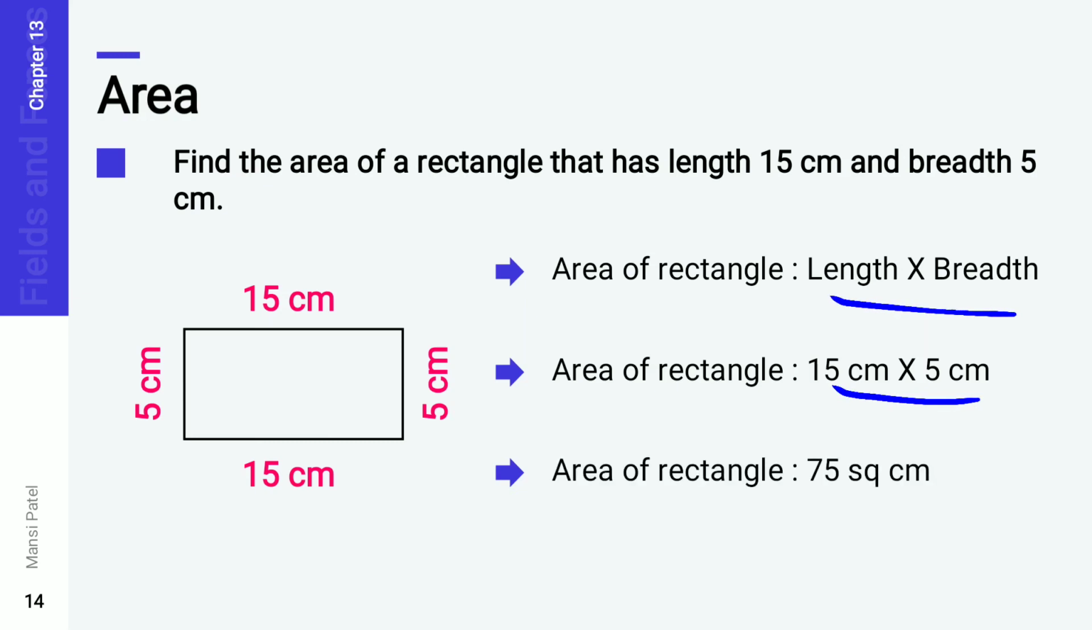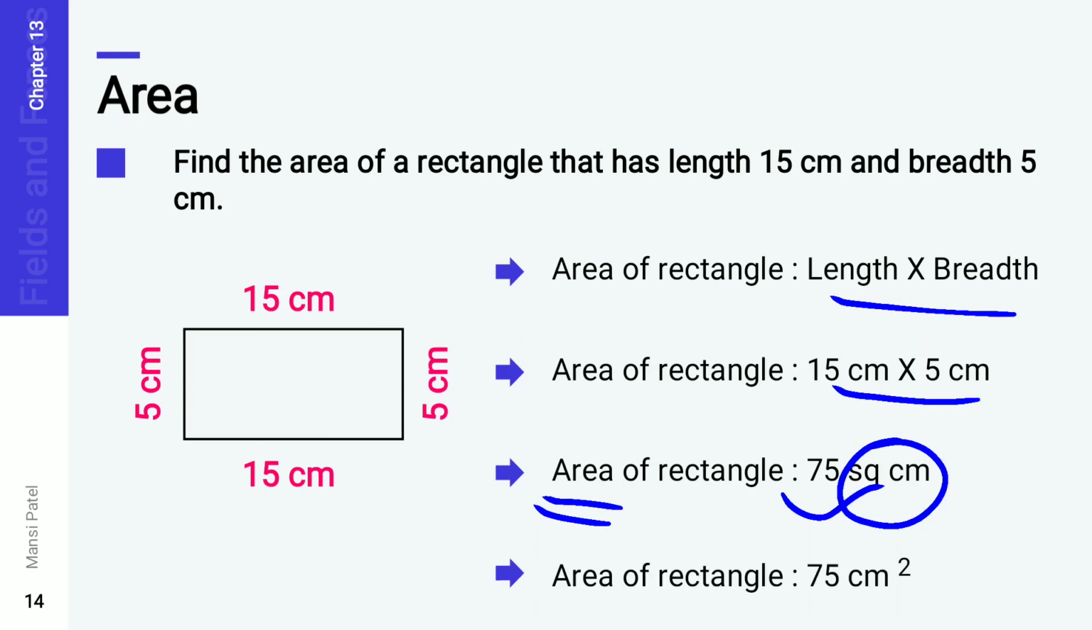First do the multiplication. 15 5s are 75. Here we are find out the area. Therefore we have to write down square centimeter like this. If you do not want to write down this square centimeter, then you have to write down like this. Area of rectangle is equal to 75 centimeter square.